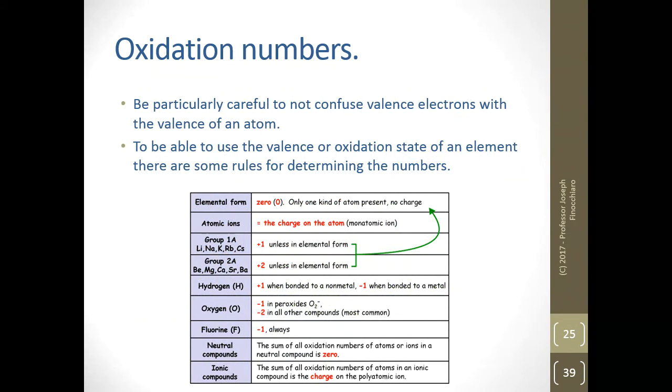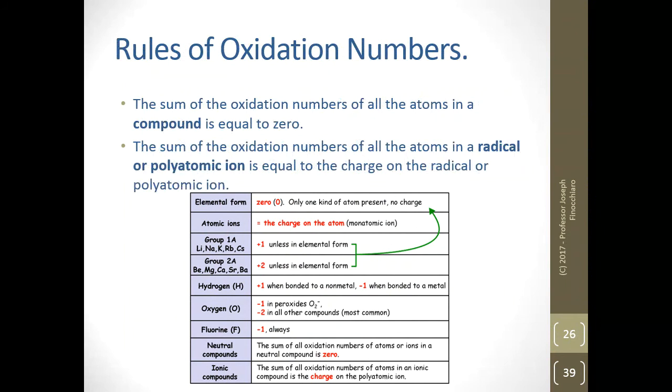To be able to use the valence or oxidation state of an element, there are some rules for determining the numbers. The sum of the oxidation numbers of all the atoms in a compound is equal to 0. Remember, once you form a compound, it should be neutral, should be stable. The sum of the oxidation numbers of all the atoms in a radical or polyatomic ion is equal to the charge on the radical or polyatomic ion.